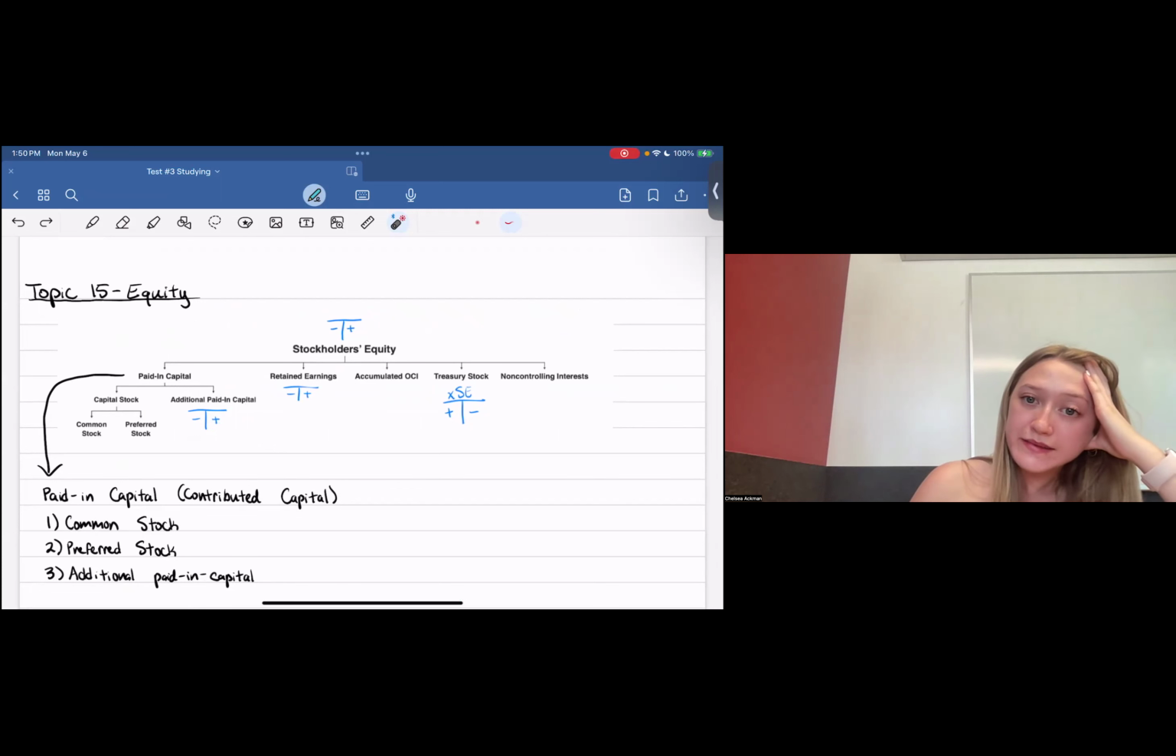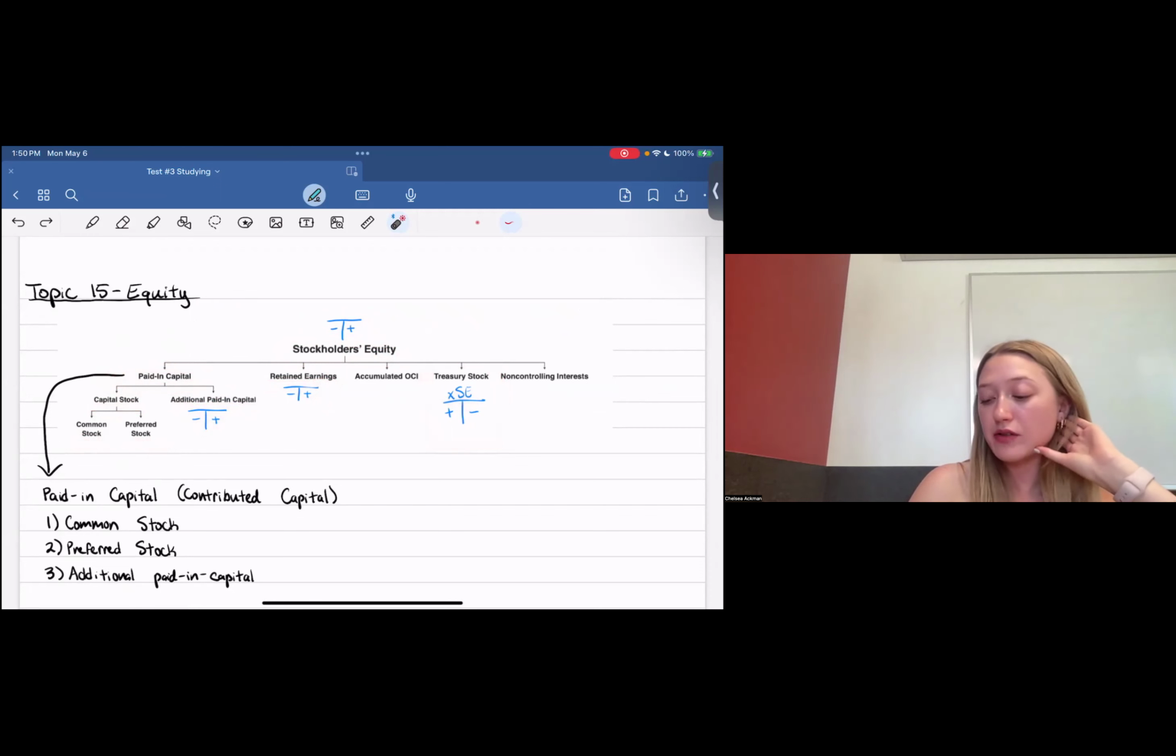So first, just to look at some T accounts, the normal balance of stockholders' equity is a credit. So when we look at paid-in capital, particularly capital stock, common stock, preferred stock, additional paid-in capital, it's all going to have a normal credit balance. Retained earnings has a normal credit balance. And then treasury stock is the one abnormal one. It is actually a contra stockholders' equity account, so it has a normal debit balance.